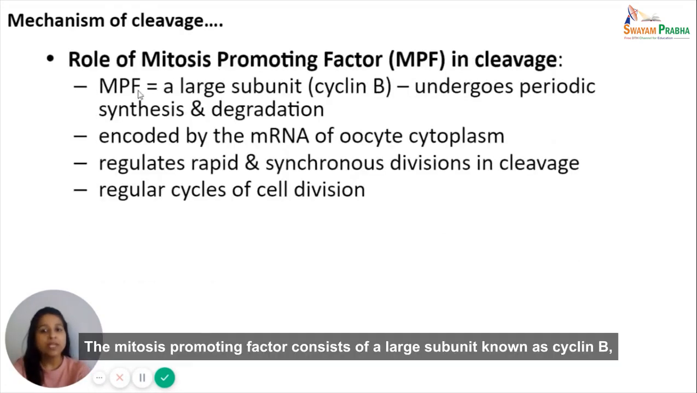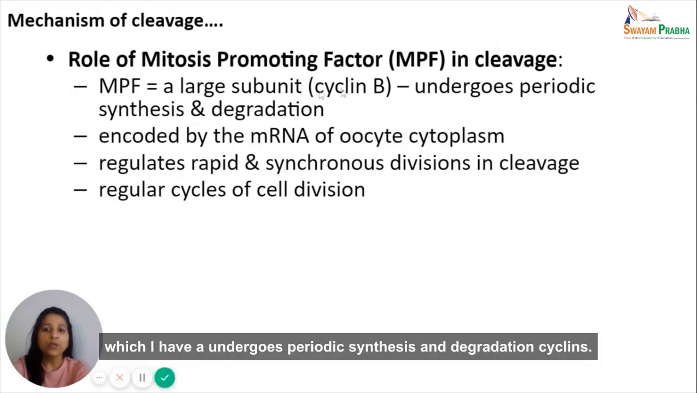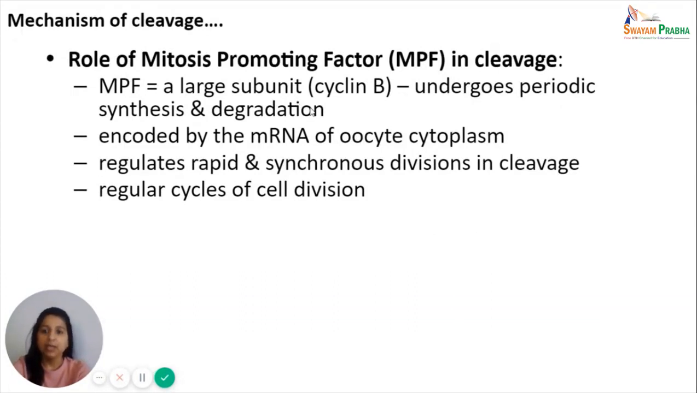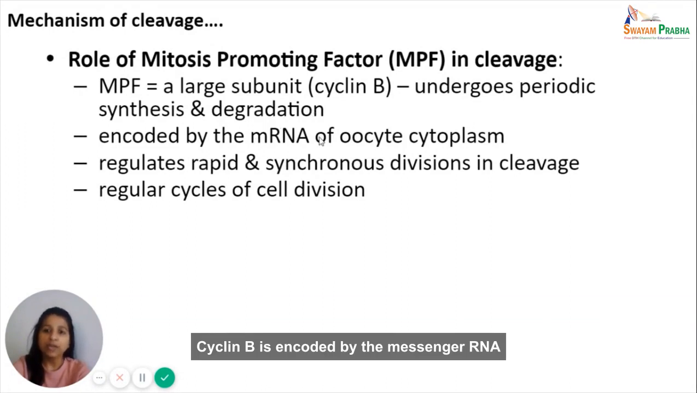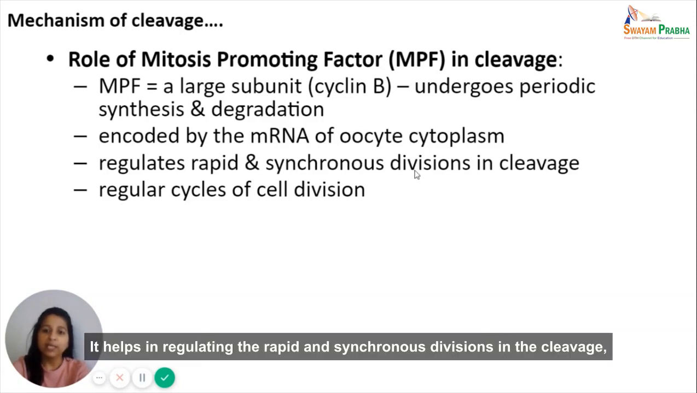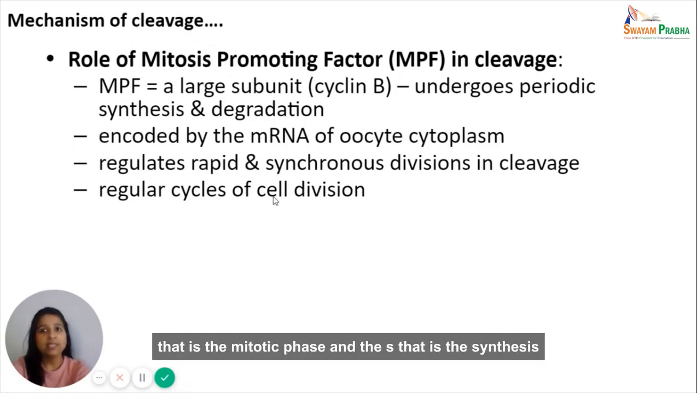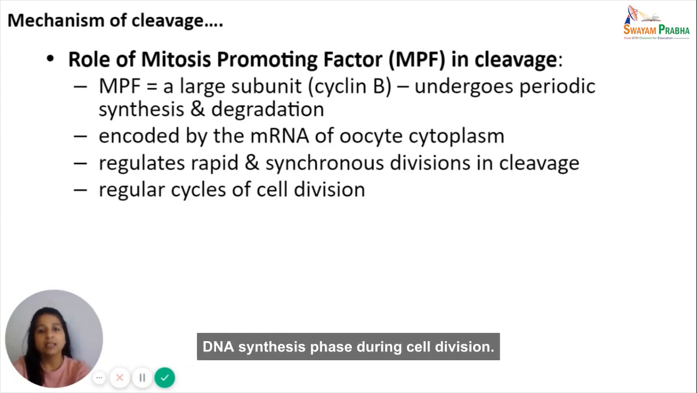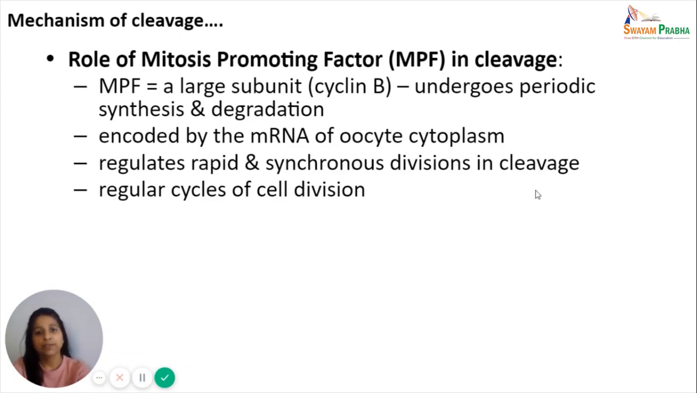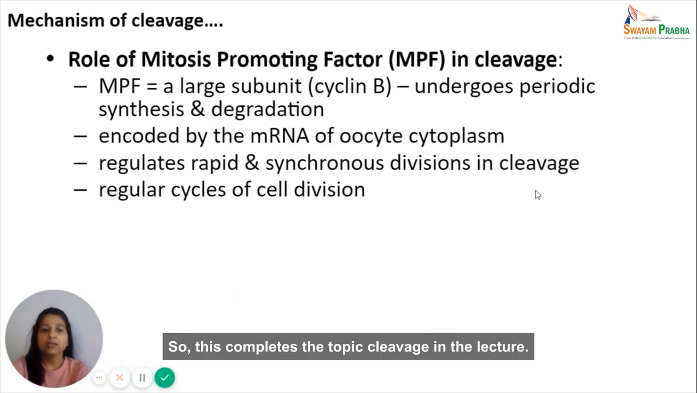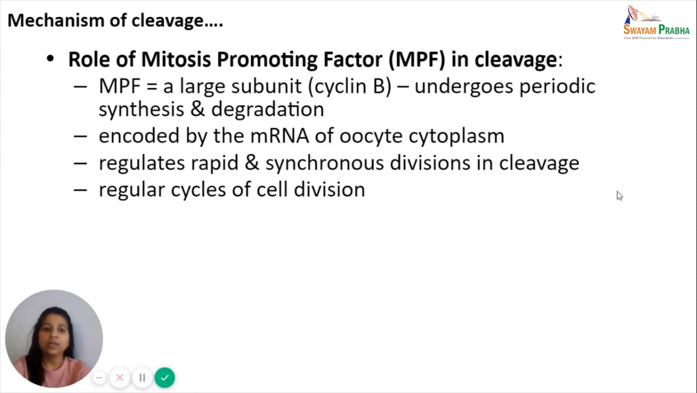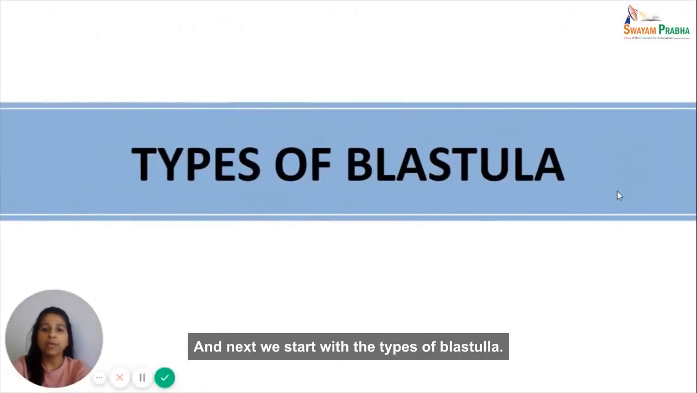The mitosis promoting factor consists of a large subunit known as cyclin B, which however undergoes periodic synthesis and degradation cycles. Cyclin B is encoded by the messenger RNA present in the cytoplasm of the oocyte. It helps in regulating the rapid and synchronous divisions in the cleavage, thereby maintaining the regular cycles of M, that is the mitotic phase, and the S, that is the DNA synthesis phase during cell division. So this completes the topic cleavage in the lecture, and next we start with the types of blastula.